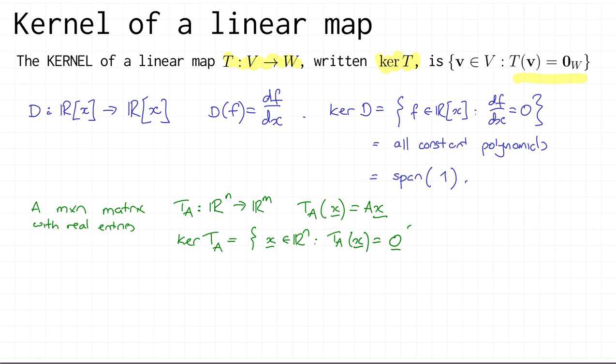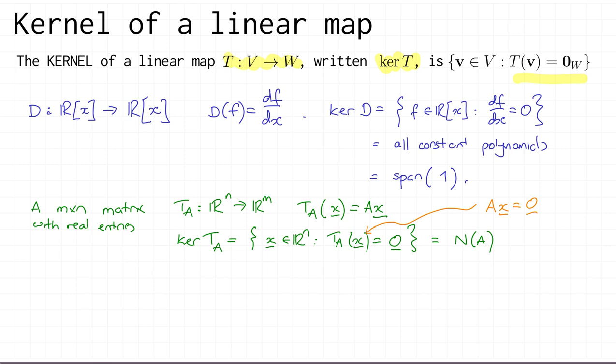In this case it will be the 0 vector in R to the M. So that is, of course, the null space of A, because what you've got here is just A times X equal to 0. So by definition, this is the null space of A. So there's an example of the kernel of a generic linear map. Let's look at another one.